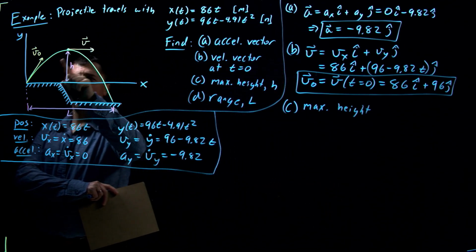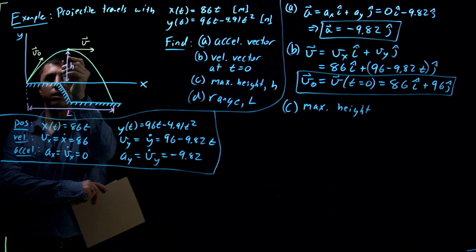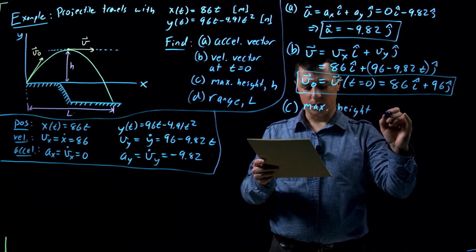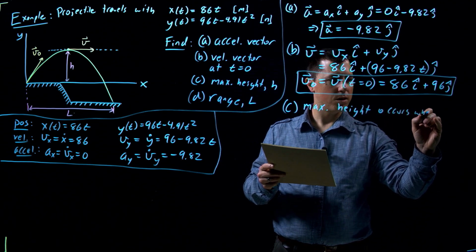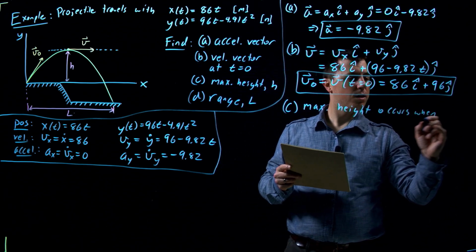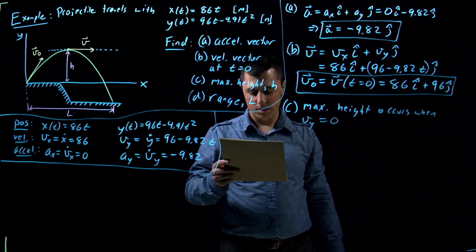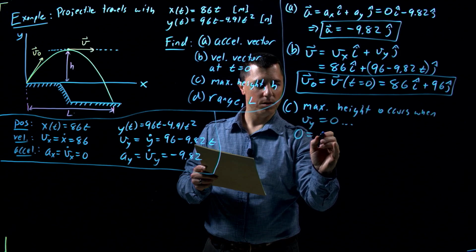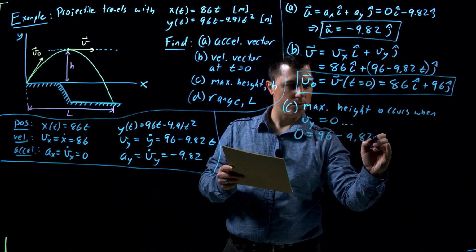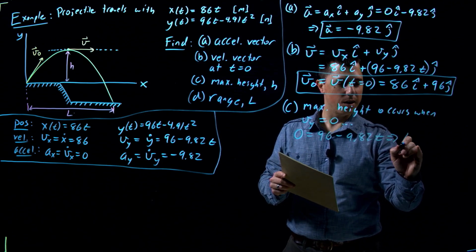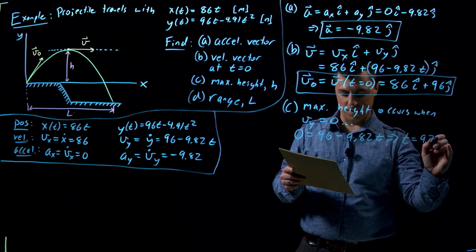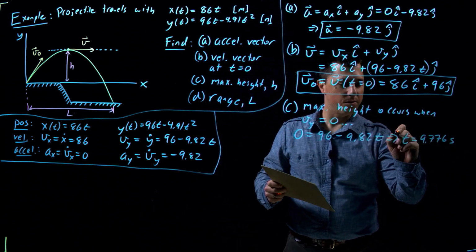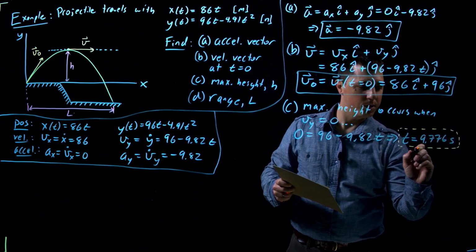Velocity vector is always tangent to the path. At that point, the tangent to the path is completely horizontal, so there is no y component. So max height occurs when Vy is 0. So our Vy is over here, and we're imposing that 0 is 96 minus 9.82 t. We can then determine that our time to reach the max height is 9.776 seconds. Now that is not the final answer, but that is helpful.